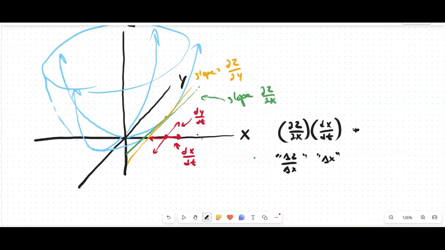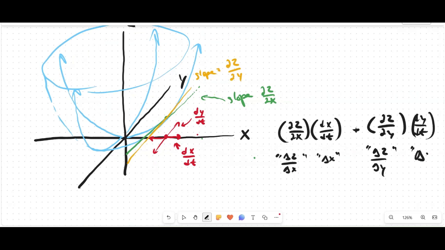And then just throw in the other two guys. It's the same exact thinking for the other direction. Partial z, partial y, dy/dt. These guys you can think of as how much z changes when you change in the y direction. And then there's a question of how much you actually change in the y direction.